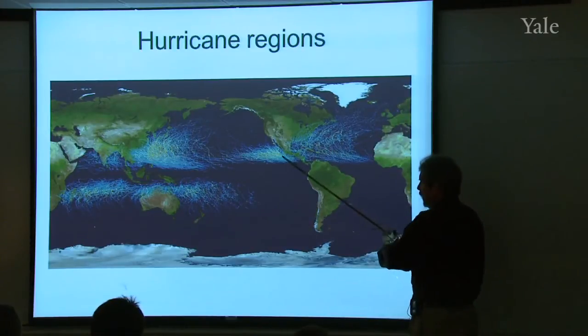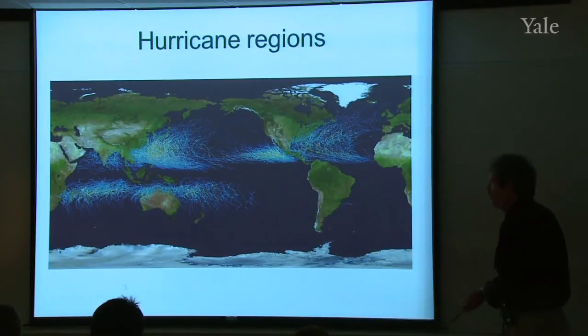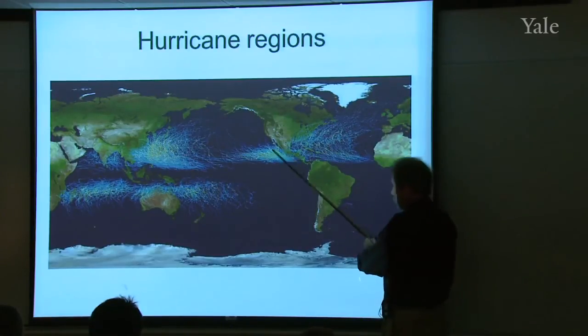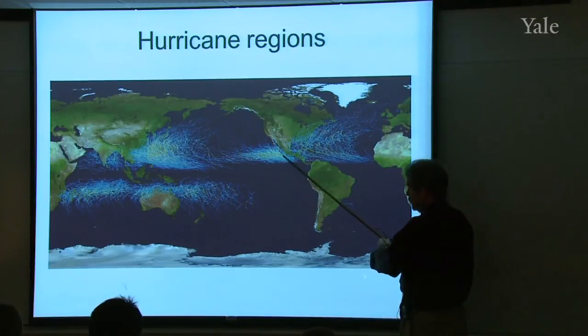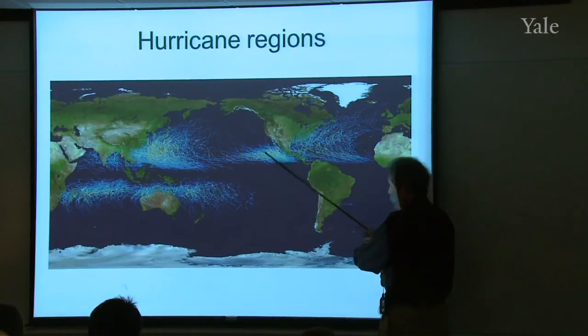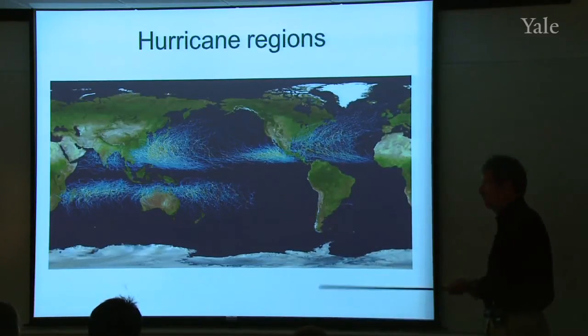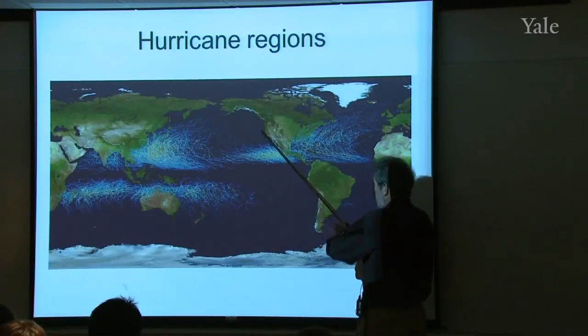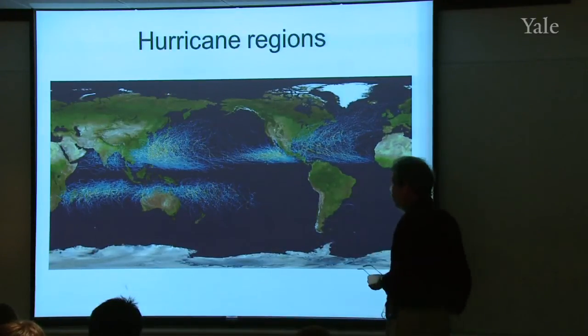In the eastern tropical North Pacific, you have a very high density of hurricanes. Most of these don't threaten land because they're going out to sea, but some of them that move up along the coast can threaten land. They don't go very far north because there's a cold California current that comes down here.